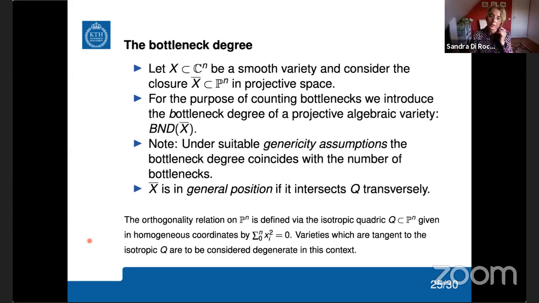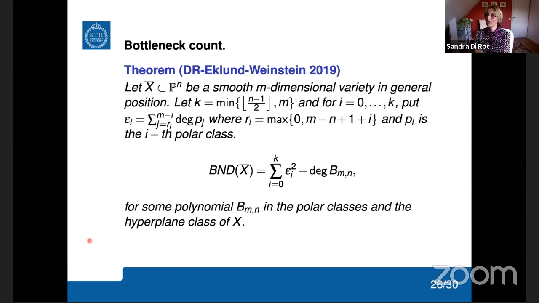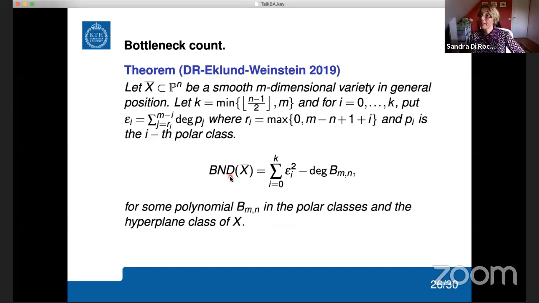Okay, now that's the theorem, and I don't expect you to even read what is there, but for completeness, I just wanted to state it. What this theorem is saying is that the bottleneck degree, which is in most cases finite, and it's the number that we are looking for in order to bound the density of our sampling, is given by an equation in quantities that are very classical and very natural in algebraic geometry.